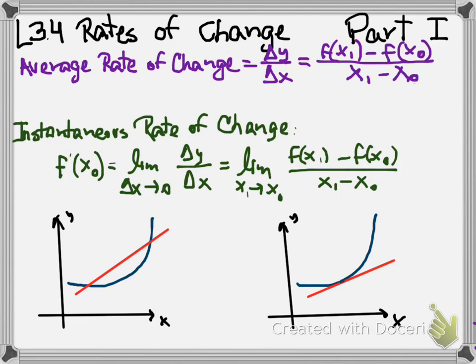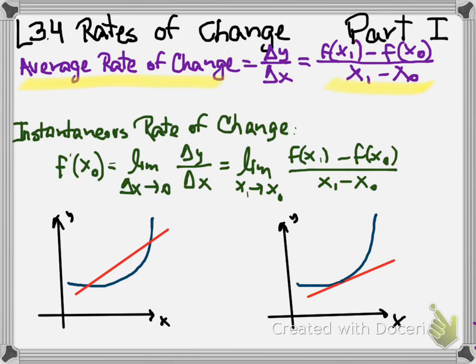Okay, this is lesson 3.4, which is rate of change, and I'm going to record several videos for this lesson. This is part 1. If you remember, in lesson 2.1 we learned the formula for the average rate of change, and we used the change in y over the change in x, delta y over delta x, which is also f of x1 minus f of x initial over x1 minus x initial.